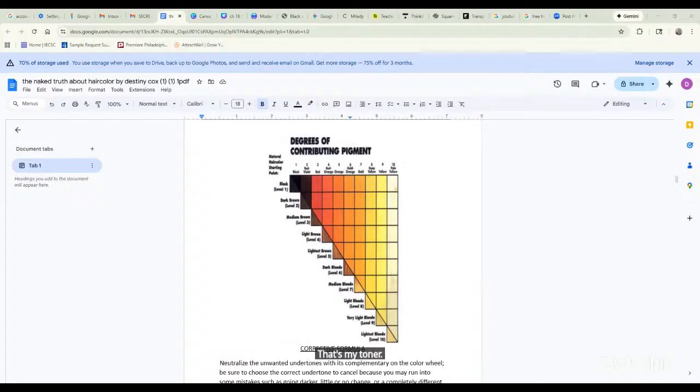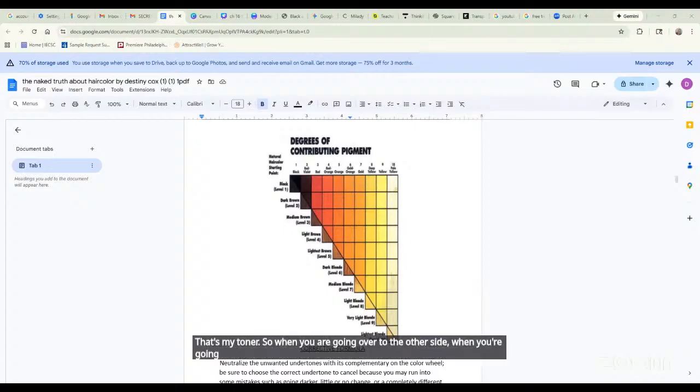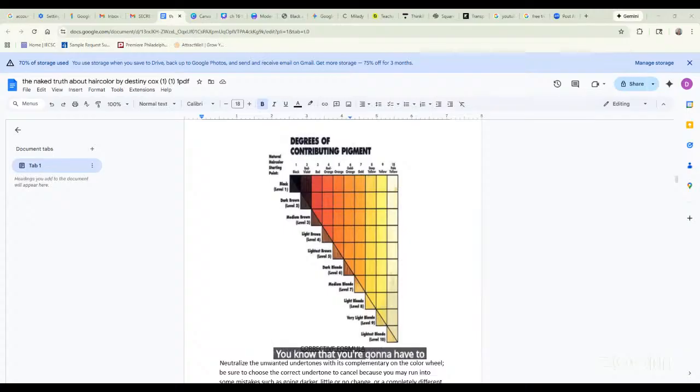So when you are going over to the other side, when you're going over to lifting, you know that you're going to have to cancel unwanted tone. And you do that by selecting a toner that's the opposite of the color you see, simply just like the color wheel. So I am going to lift all the way up. When I see deep yellow, I'm going to rinse.